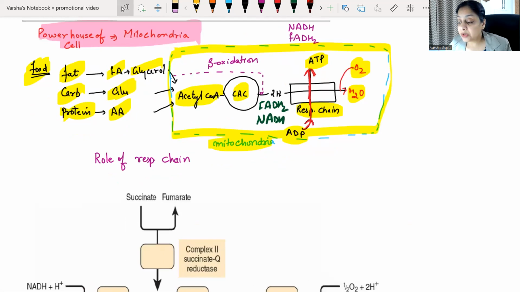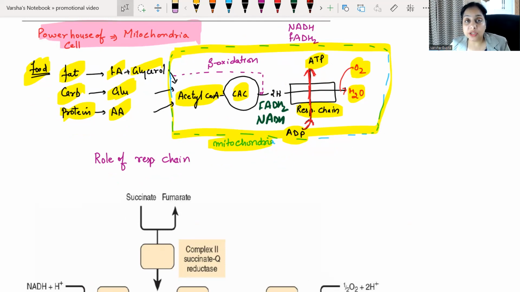Since the beginning, we know that mitochondria is the powerhouse of the cell, which is highlighted in pink on your screen, right? So mitochondria is the powerhouse of the cell. Why? Because it generates lots of energy currency. What is the currency of our cell? Energy currency is the ATP, right? All the ATP is produced in the mitochondria.